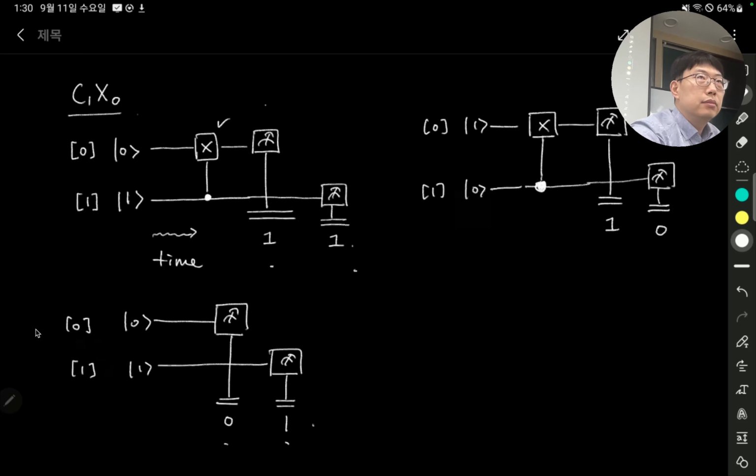So, do you want to see the other version of the explanation? Honestly, I don't understand why in that case the X gate is not activated. Why not activated in that case? In this case, because it's 0. It's because of the state of the control qubit.